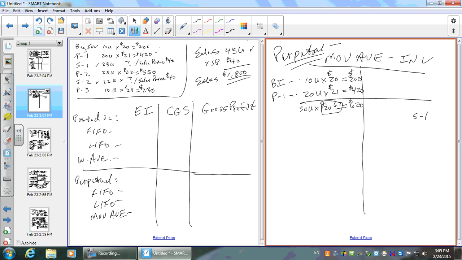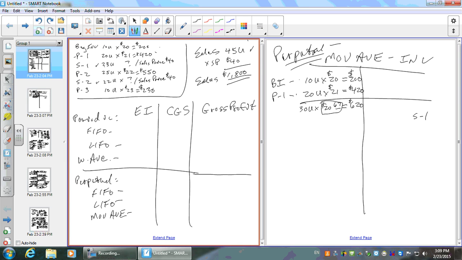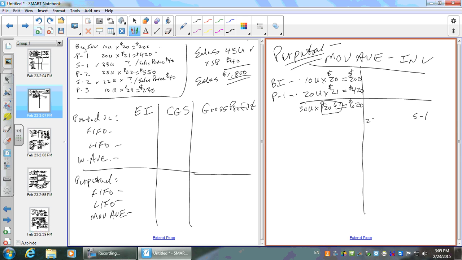So what's sale one? How many units was it? 23 units. What'd they cost, guys? $20.67, right? How much is that? $4.75. And you rounded that off. It's not exact, but that's good enough.